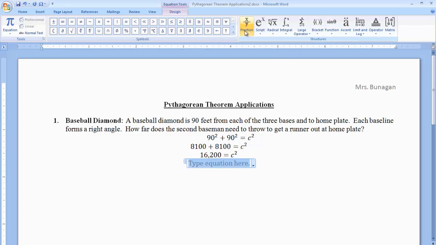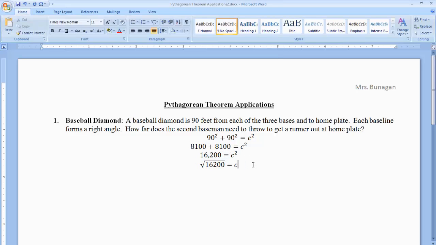Now to take the square root of both sides, we're going to use the radical option. Square root. What do we want to take the square root of? Well, 16,200. Use the right arrow to get out from underneath the radical to put in c. No longer do we need a c squared because the square root of c squared is c.